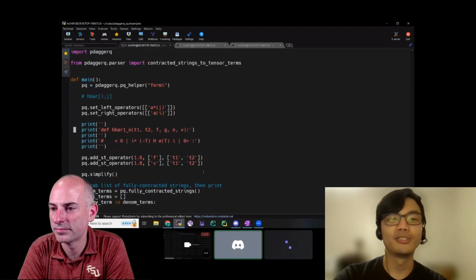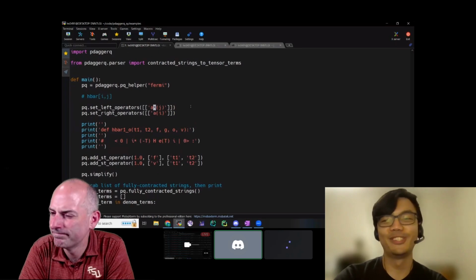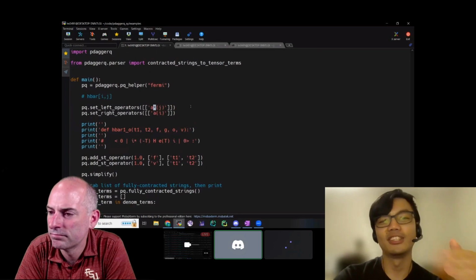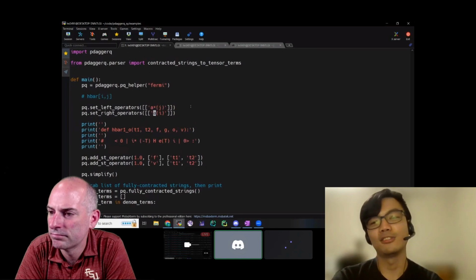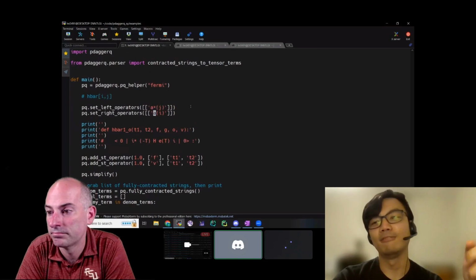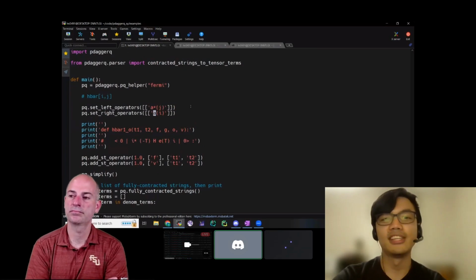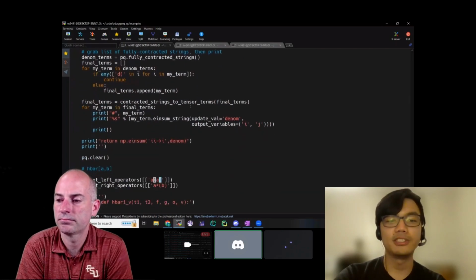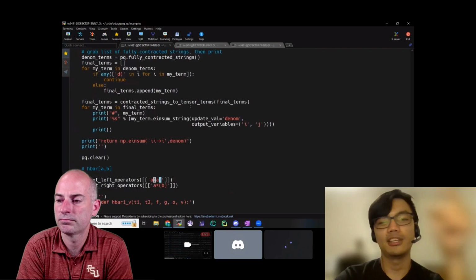But now, to be able to do that, as you can see, now I'm setting the left and the right operators using just this single creation or annihilation operator. And you have to know what you're doing, basically. To make sure you are doing the right contraction, if it's occupied on the left, it has to be a creation. If it's occupied on the right, it has to be an annihilation, and vice versa. It's the other way around for the virtual index. So for the virtual index, you want annihilation on the left and creation on the right.